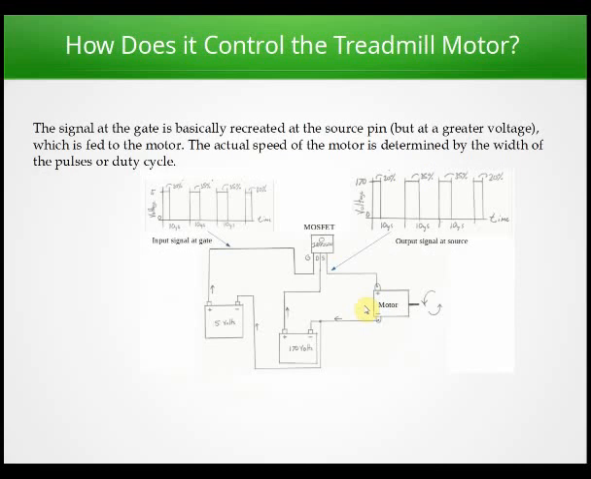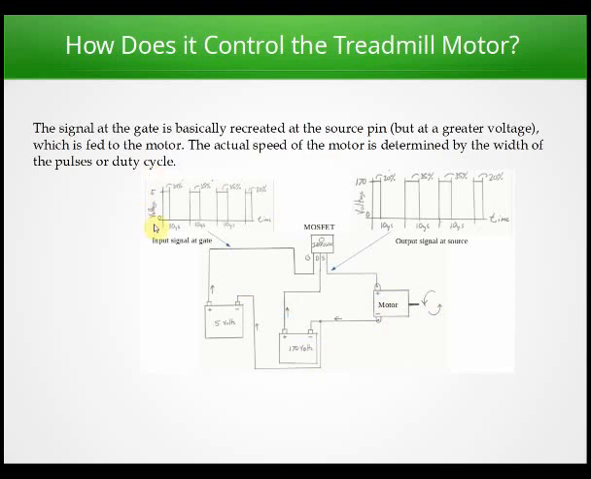The signal at the gate is basically recreated at the source pin, but at a greater voltage, which is fed to the motor. Okay, so let's take a look. This is a basic schematic here of a little circuit. Here we have a 5-volt battery. Here we have our MOSFET, which has 3 pins: the gate, the drain, the source. And then we have another battery, a 170-volt battery, and we have a motor.